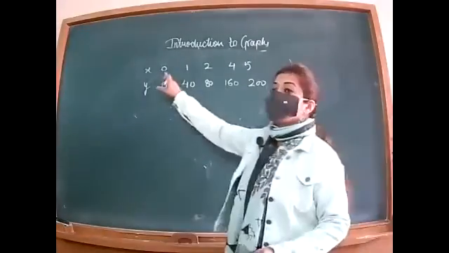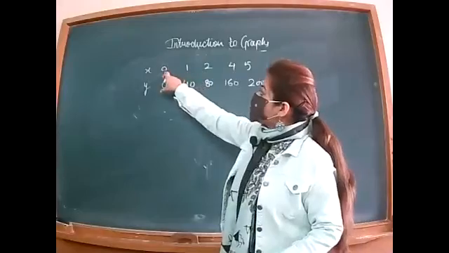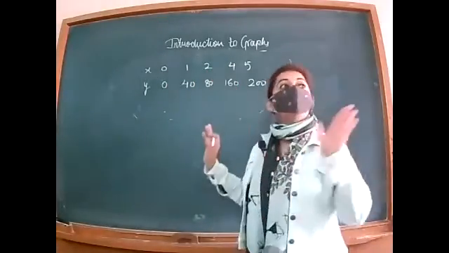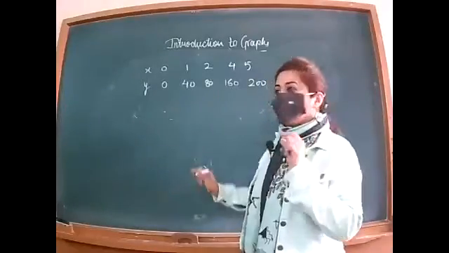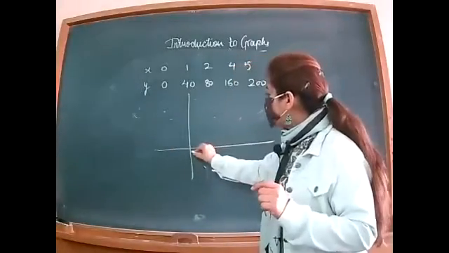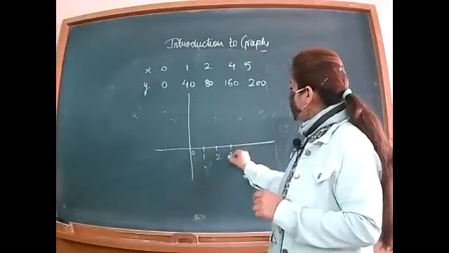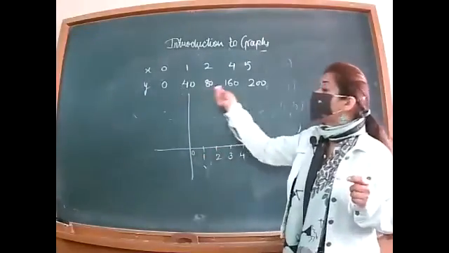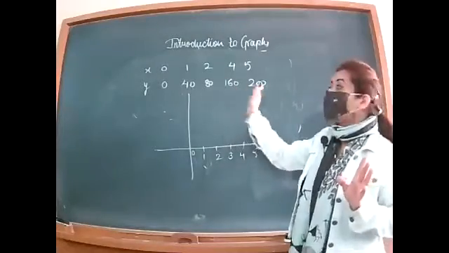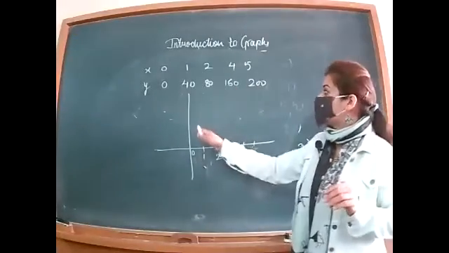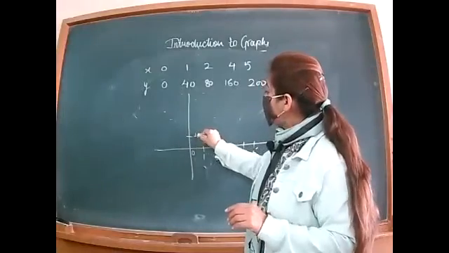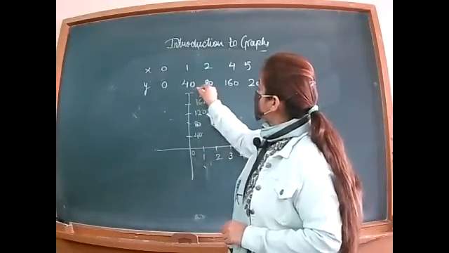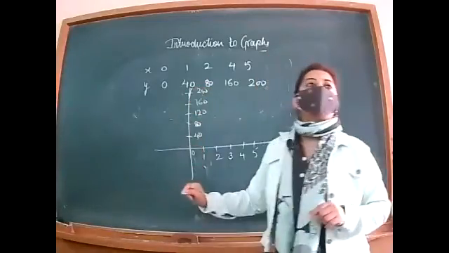On the x-axis, 0, 1, 2 are in continuity, but 3 is missing. So you will write all the points; you will not skip any point in between. For the x-axis, you will write 0, 1, 2, 3, 4, 5. And on the y-axis, you have a gap of 40. So on the y-axis, you will take a gap of 40: this is your 40, 80, 120, 160, 200.